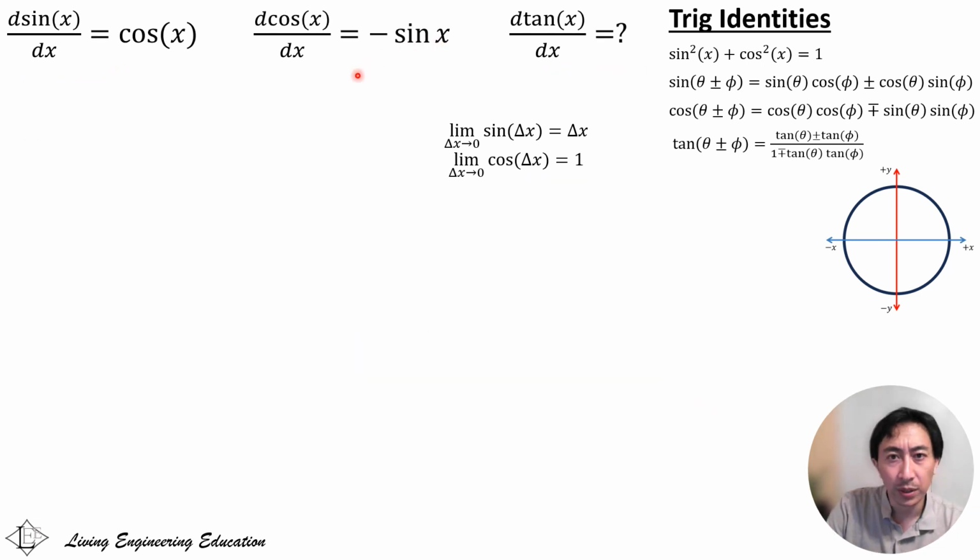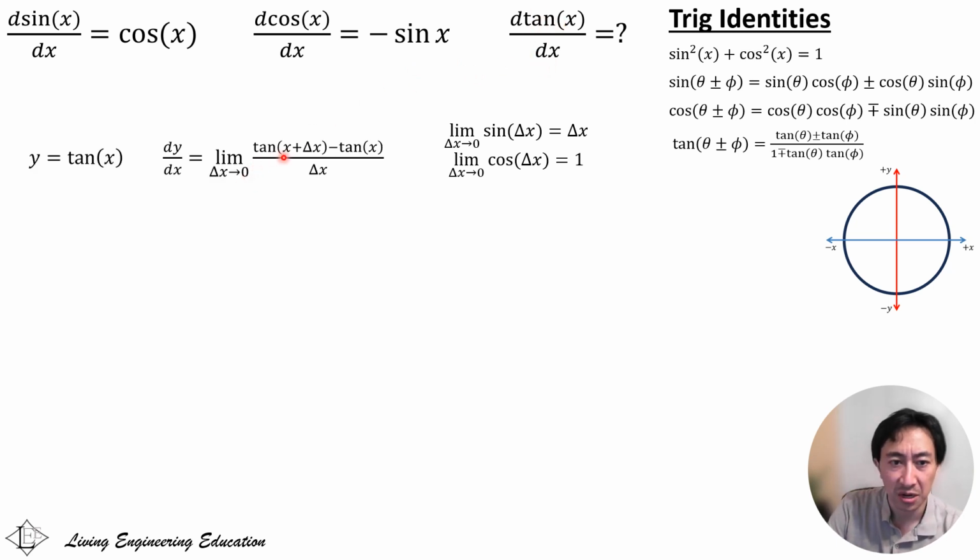All right, we're going to repeat the same process for the tangent function. So we have tan x plus delta x. That's my y x plus delta x term. I have tan x, that's my y x term for my numerator. And then that's my rise, right? And my run is delta x. And we're going to take the limit as delta x approaches 0.